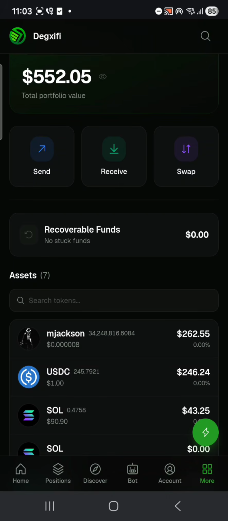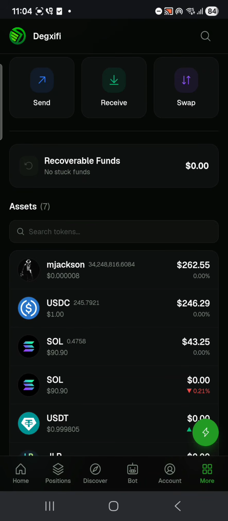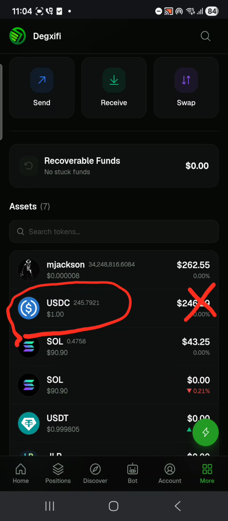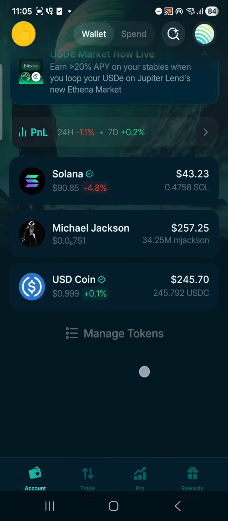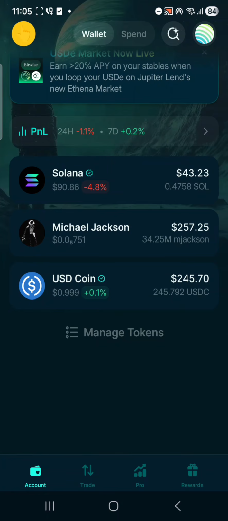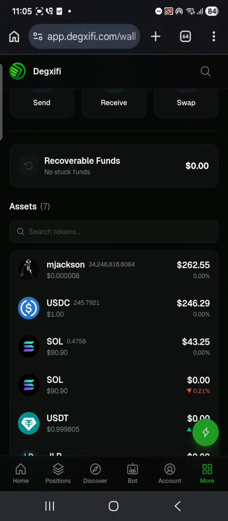Or let me even show you on my Jupiter. Now let's pay attention to this. The amount we are going to see in Jupiter is going to be this one in USDC, 245, not this one. So 245.79. So let's go to Jupiter right now. If you look here, you can see Jupiter, we have 245.7. Are you seeing it? 245.792. Look at it under here, 245.792. And we come back here, we have that same 245.792 in USDC.